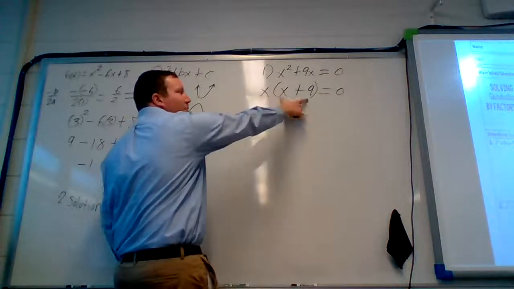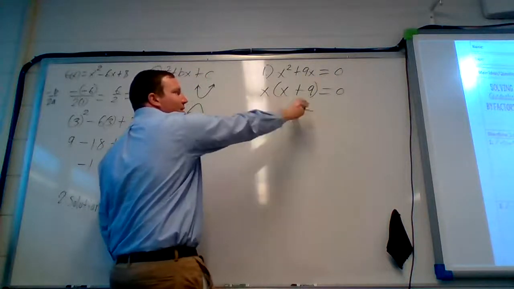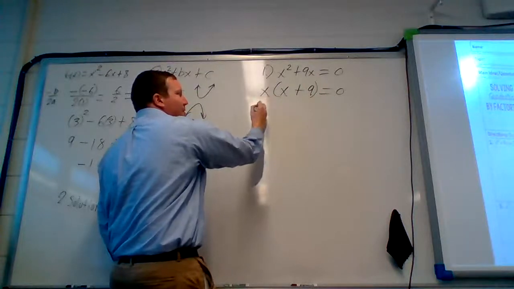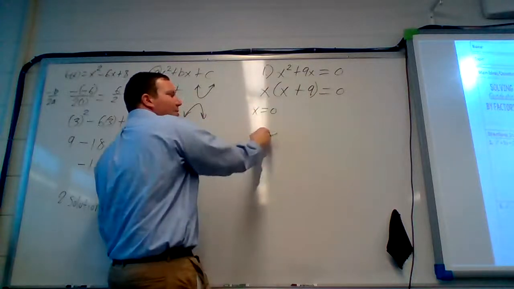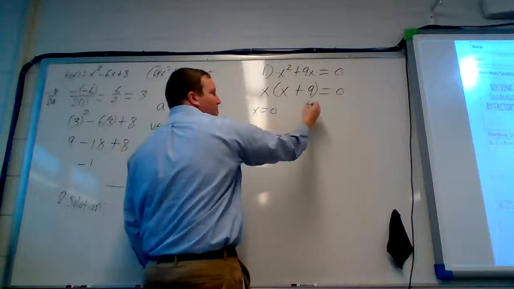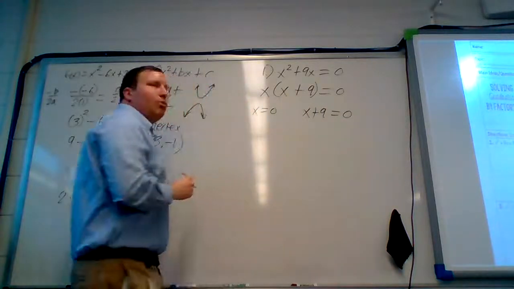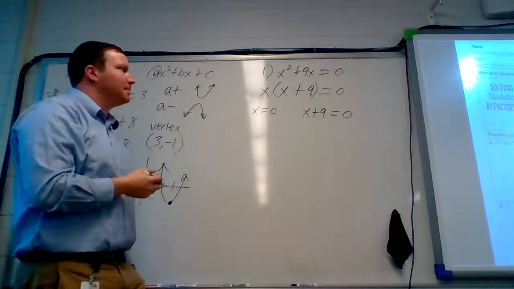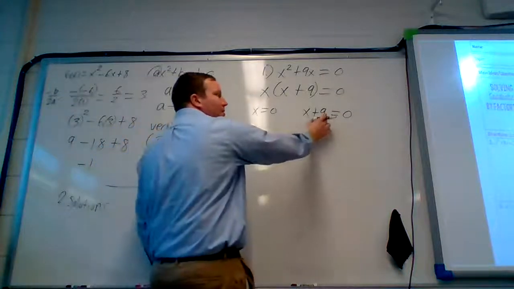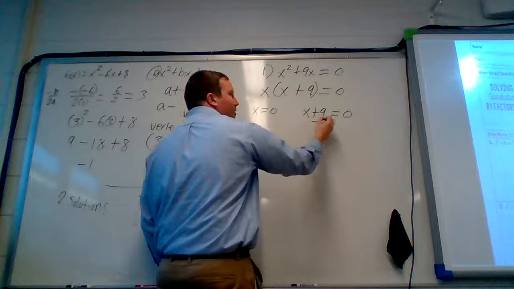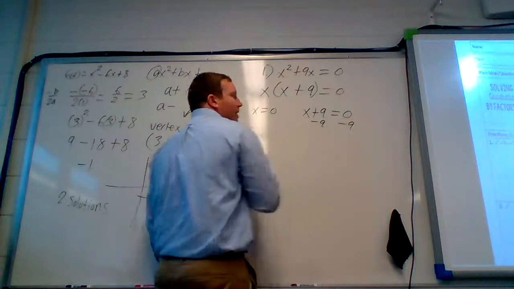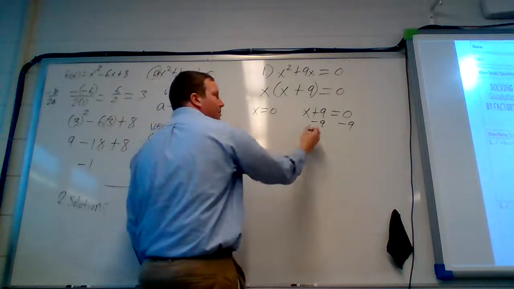So I'm going to take both factors and set them equal to 0. So x equals 0. That one's already solved for. We have x plus 9 equals 0. And we want to solve for that x. So to solve for that x, we need to move our 9 to the other side. So subtract 9 from both sides.